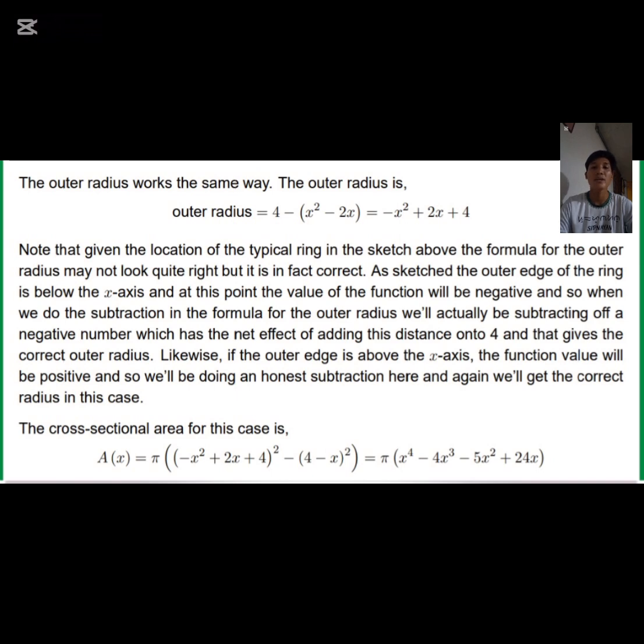The cross-sectional area for this case is A sub x equals pi times the quantity of negative x squared plus 2x plus 4, raised to the power of 2, minus the quantity 4 minus x squared, which equals pi times the quantity x to the power of 4 minus 4x cubed minus 5x squared plus 24x. So, that's all on my topic.